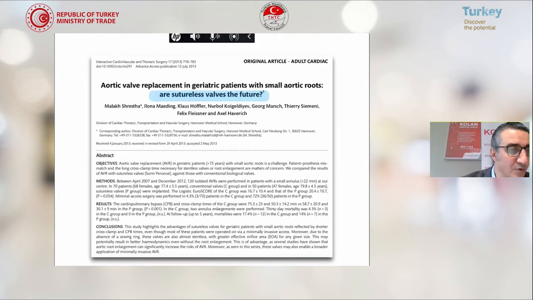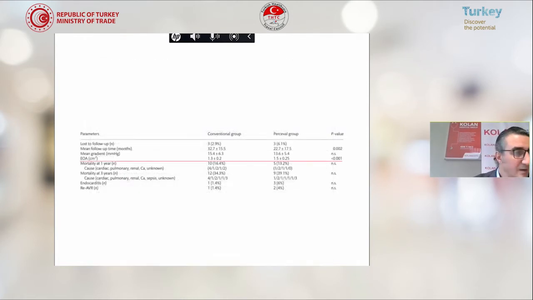In this paper from Germany in 2013, they compared the results of AVR with sutureless valves and conventional biologic valves. They found that sutureless valves have some advantages, especially in geriatric patients with small aortic roots. And in the follow-up data, you see the effective orifice area is significantly higher in the sutureless group compared to the conventional biologic group.